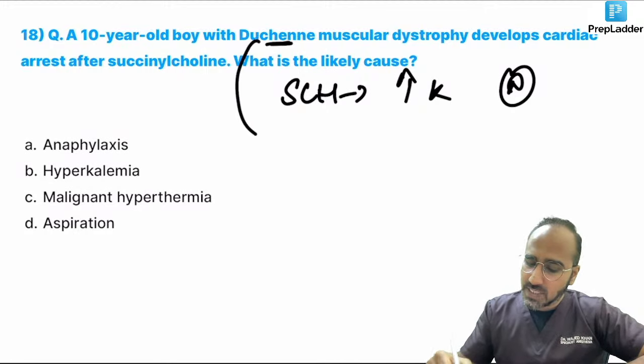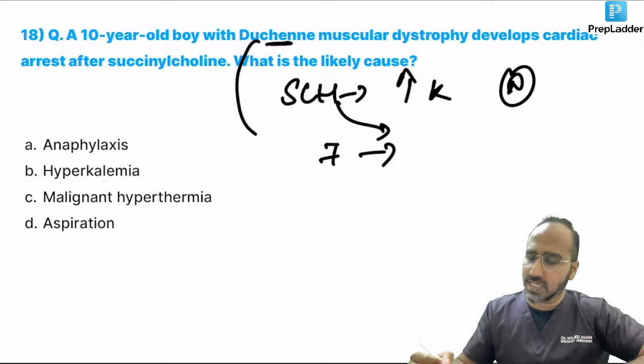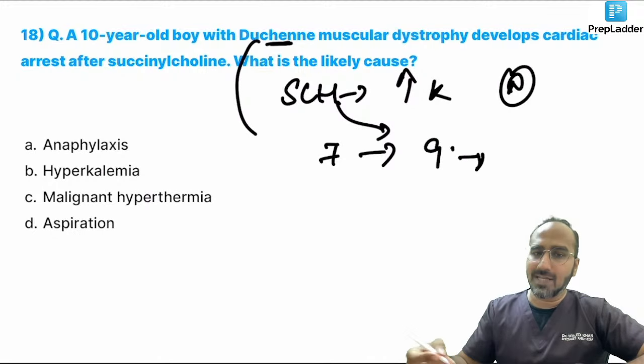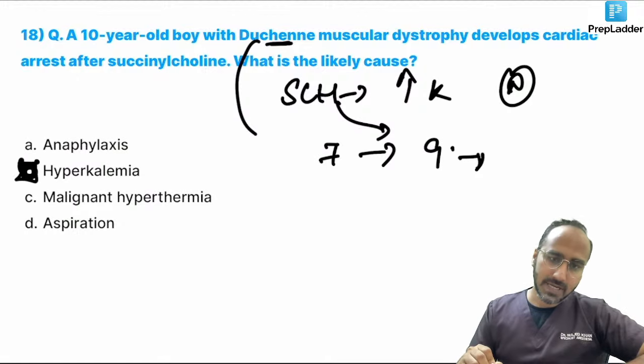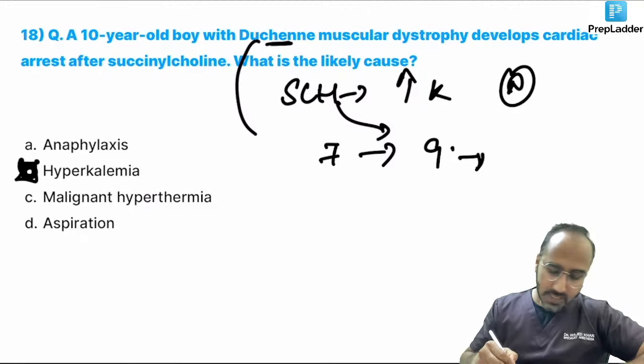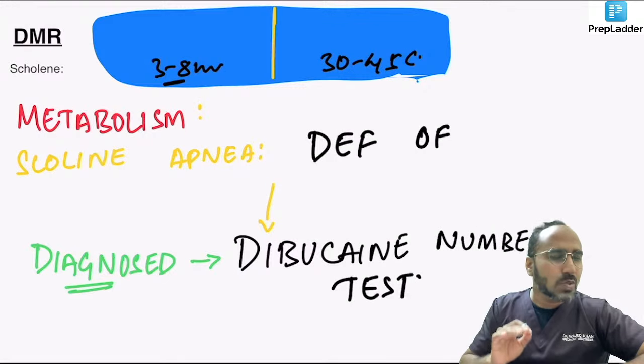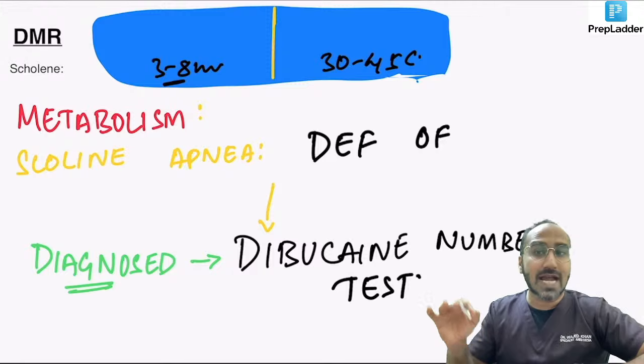So imagine this patient's potassium level was 7. You give succinylcholine to this patient and his potassium becomes 9. Patient will develop what? Arrhythmias that can lead to cardiac arrest. So over here, the answer is what, guys? Hyperkalemia. Hyperkalemia. So regarding succinylcholine, it is regarded as the shortest and the fastest acting muscle relaxant.